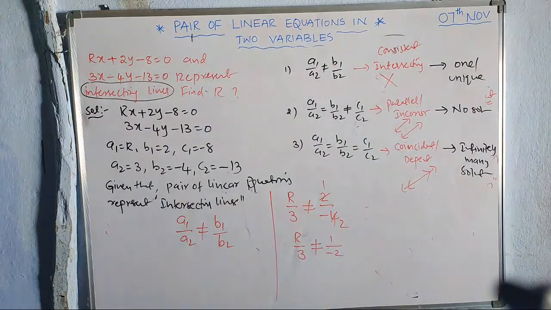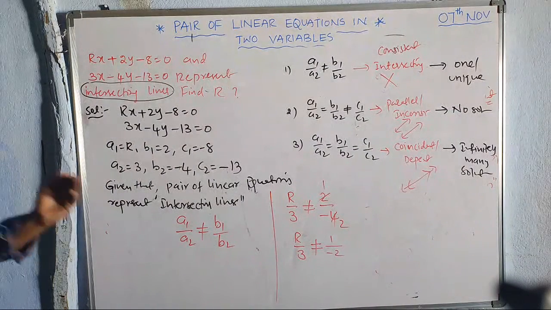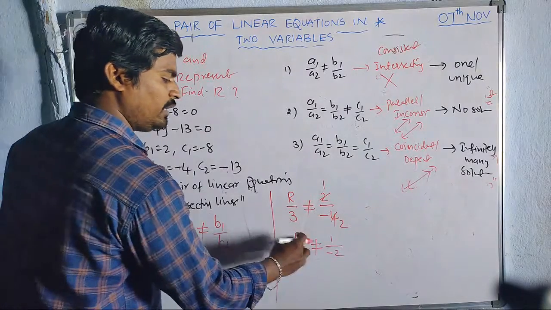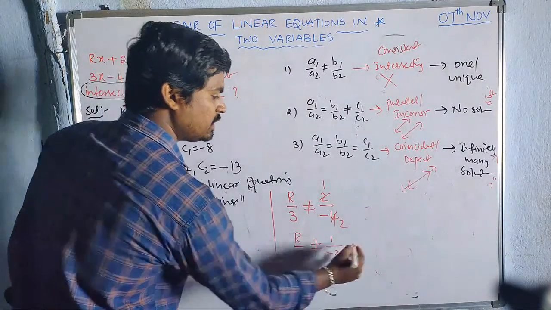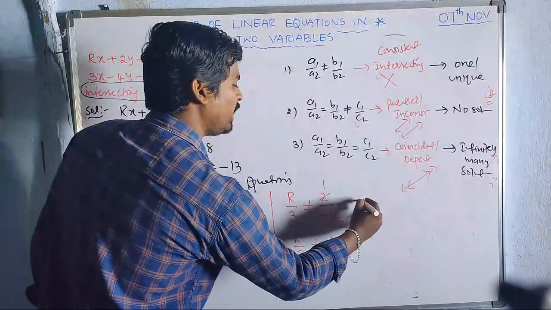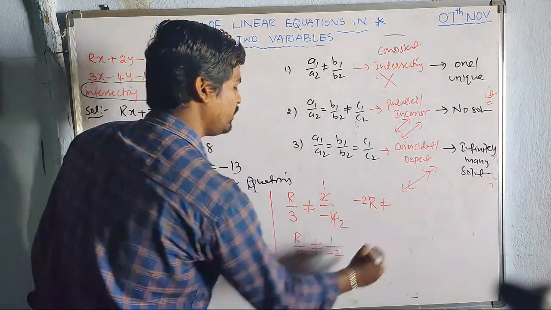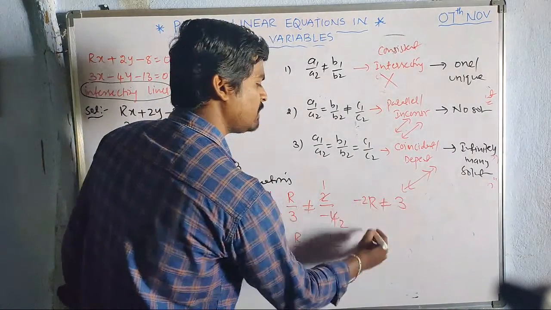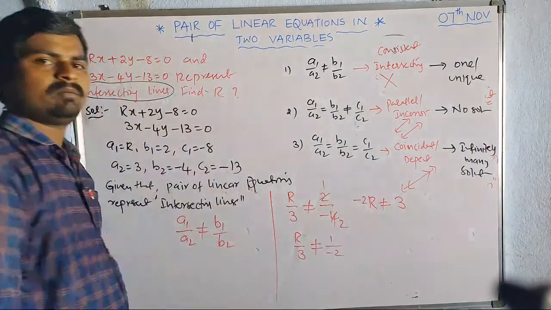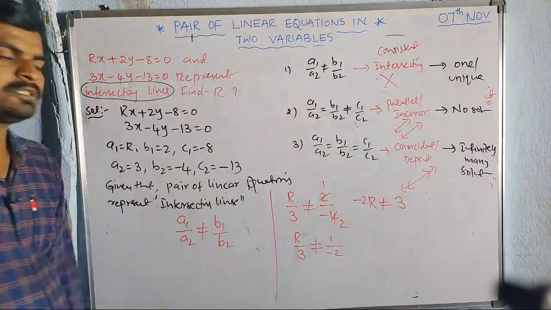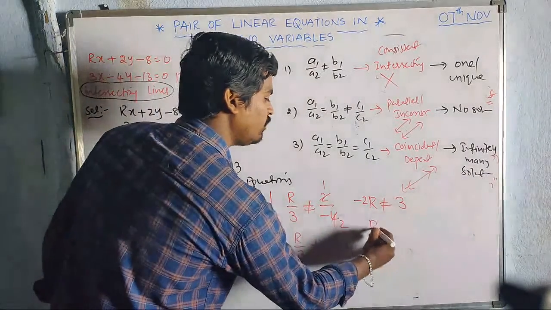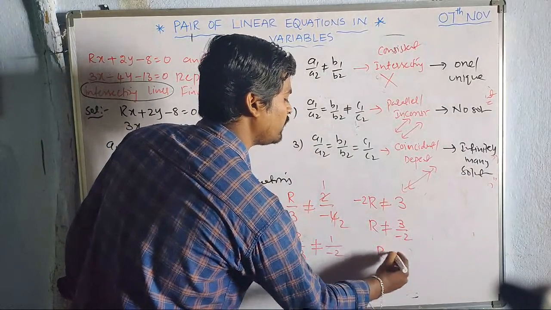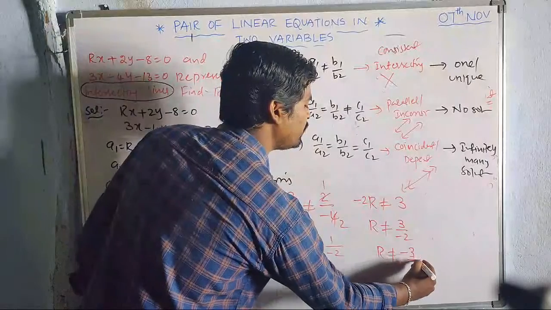Next we have to do the cross multiplication, but every time we have to write the not equal symbol. R into minus 2 is minus 2R. Minus 2R not equal, cross multiplication. So 1 into 3 is 3. So minus 2 multiplied with R, transposing to RHS, it becomes R not equal to 3 by minus 2. So R not equal to minus 3 by 2.